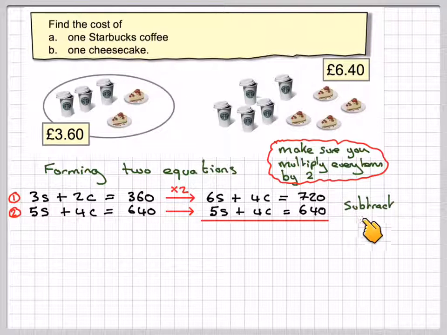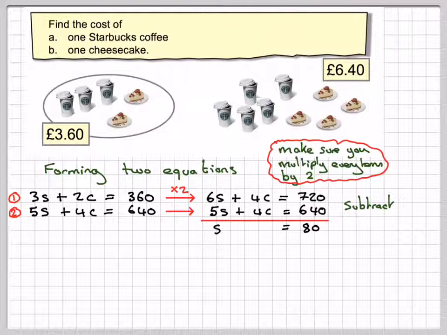And now what we can do is we can subtract the 2 terms. 6s minus 5s is s. 720 minus 640 is 80. So we've subtracted both equations here and we've eliminated the variable c.